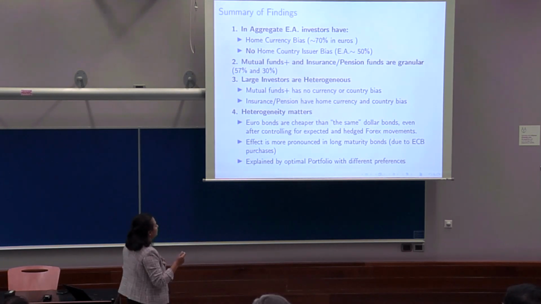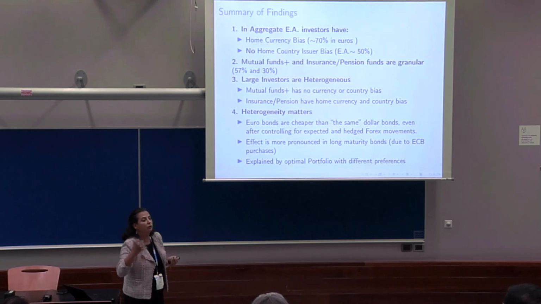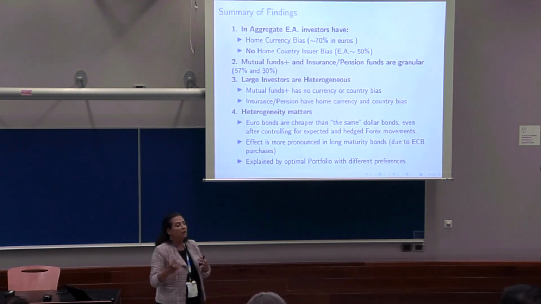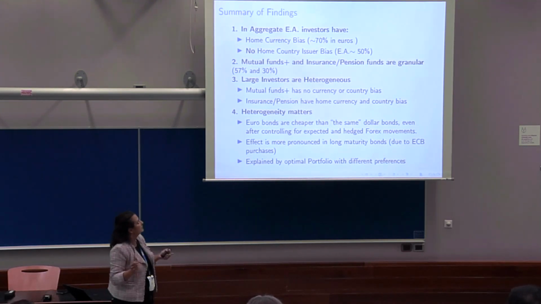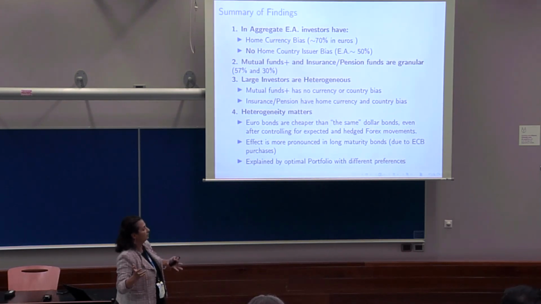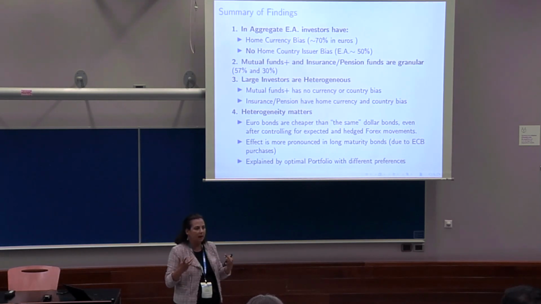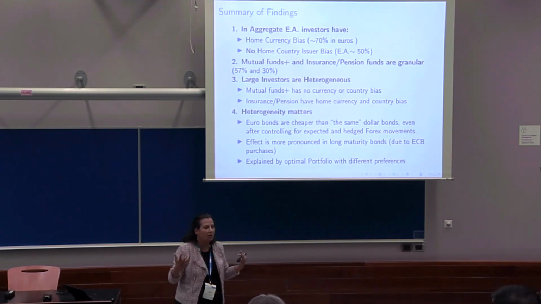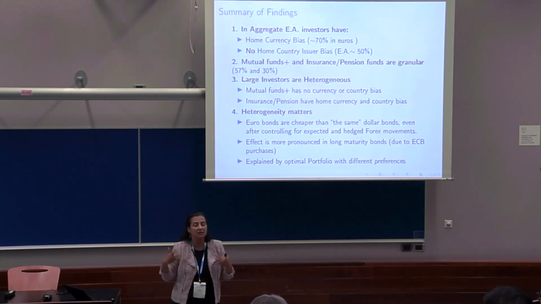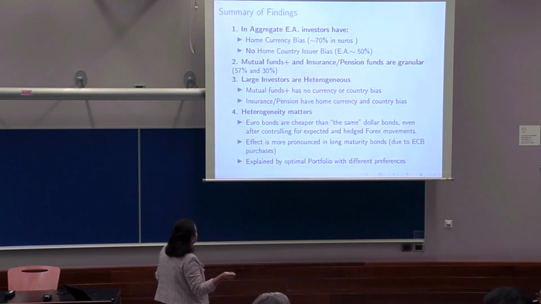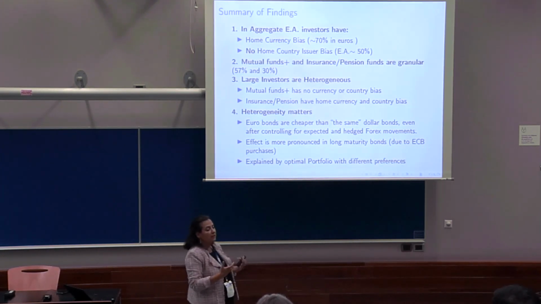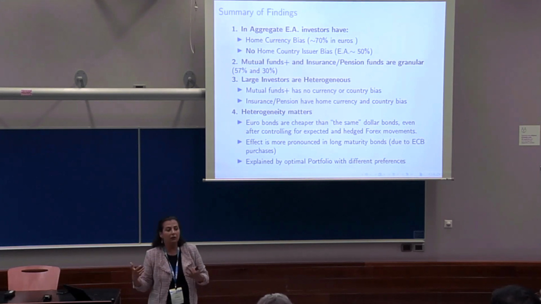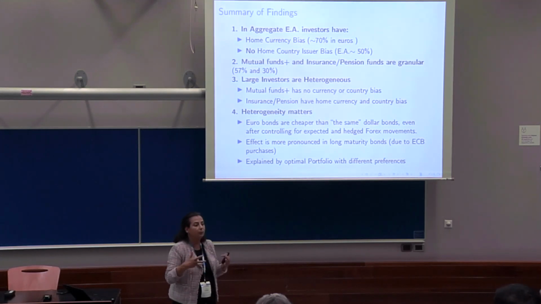What we see is that mutual funds plus have no currency or country bias. They are willing to hold euro and dollar denominated securities almost equally, with no country of issuance bias. On the other hand, insurance companies and pension funds show a very strong home currency bias. They hold about 92% of their portfolio of non-financial corporate bonds in euro-denominated securities, and have a stronger preference, relative to mutual funds, for bonds issued by euro area firms. About 67% of their portfolio is issued by euro area firms.